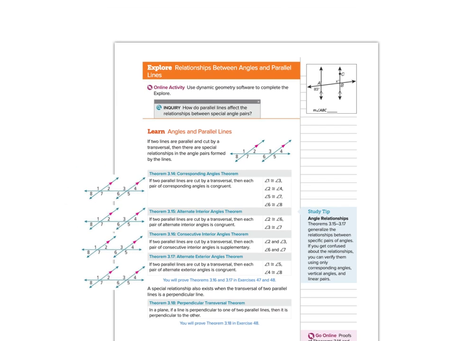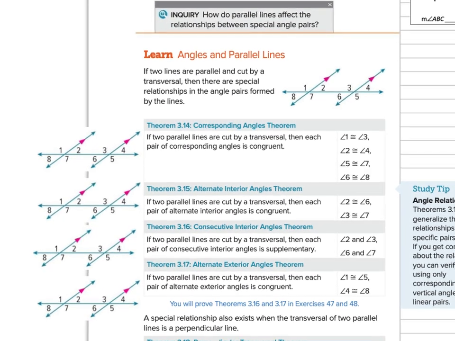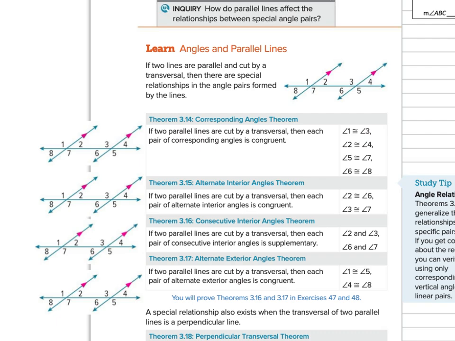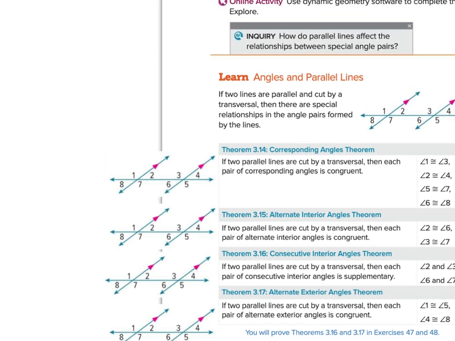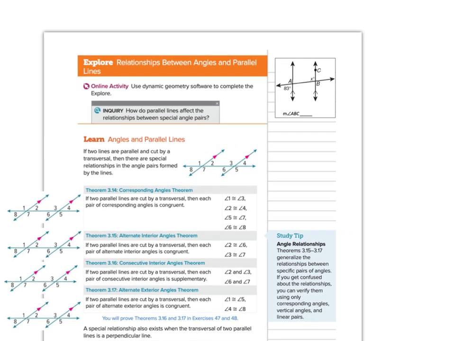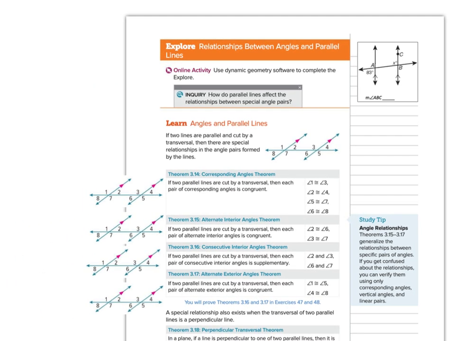Okay, so here as we talk about special relationships now, that relationship between angles and parallel lines. If 2 lines are parallel and they are cut by a transversal, then there are special relationships to those angle pairs that we have previously named. Corresponding angles in this case are going to be congruent. When we have 2 parallel lines cut by a transversal, like we have here, you either have congruent angles or you have supplementary angles.